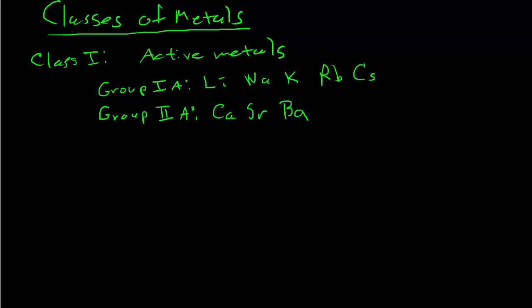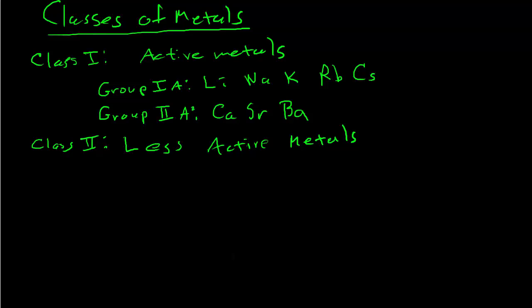So they're active because they will react fairly readily with water and oxygen in the air even. So they can react readily with water and oxygen. So they're very reactive with many substances. Class 2 then are less reactive, and so they're called the less active metals.